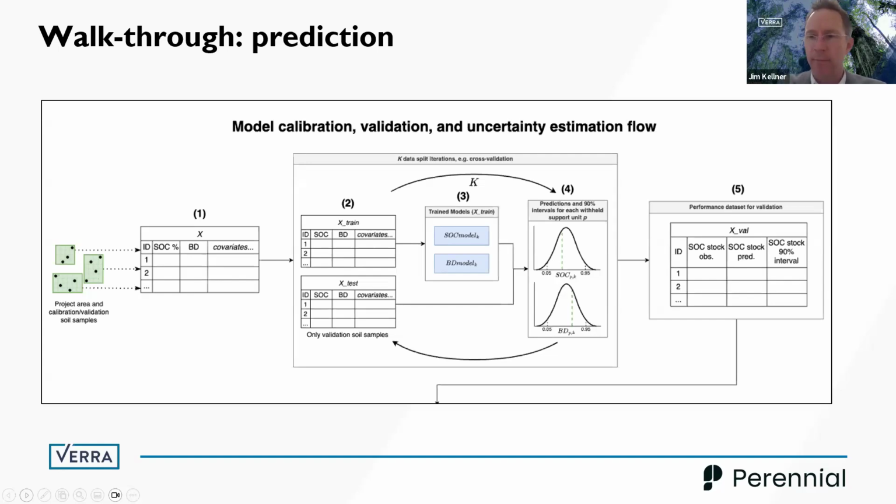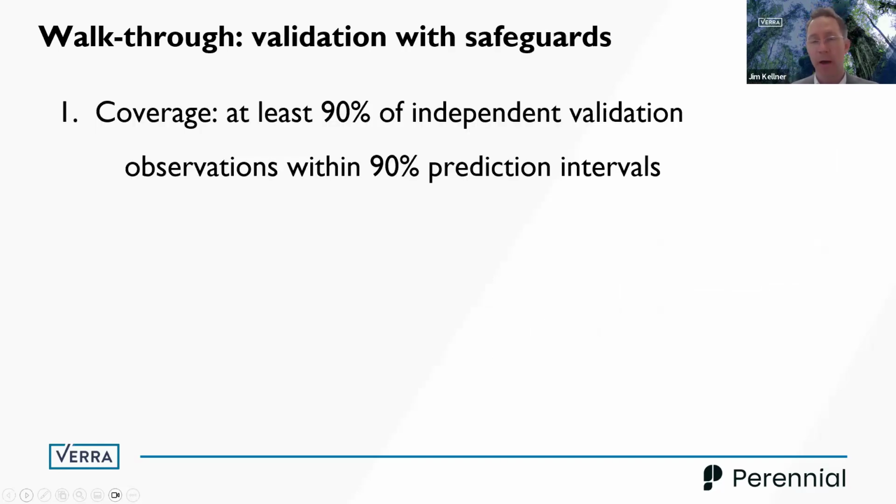If we go to the next slide, we can talk about the 3 validation steps with safeguards. So first, coverage. We want to see that at least 90% of the independent validation observations fall within 90% prediction intervals. A prediction interval means that when we generate a predicted value for a point in the test set, we don't just create one number. We create one number with a range around it, and that range is a plus or minus.